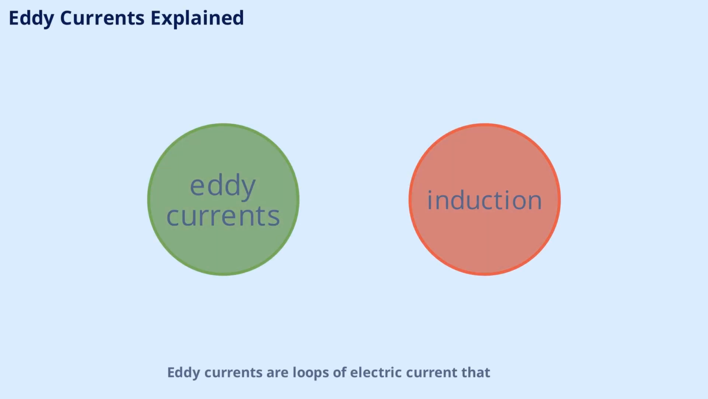Eddy currents are loops of electric current that are induced within conductors by a changing magnetic field. These currents flow in closed loops and can cause energy loss in the form of heat. While often undesirable, eddy currents are used in applications like induction heating and electromagnetic braking. Engineers design devices to minimize unwanted eddy currents or harness them for useful purposes.